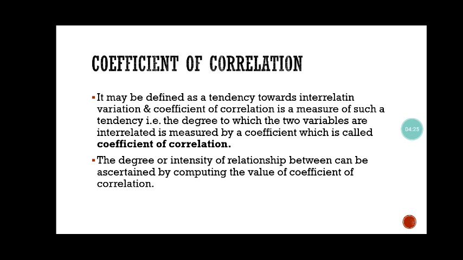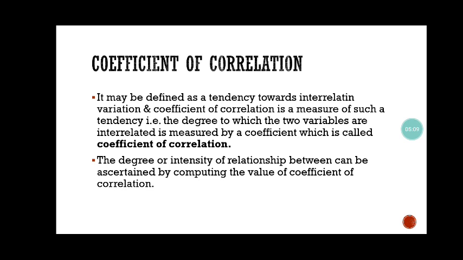So the degree or intensity of relationship between two variables can be ascertained by computing the value of the coefficient of correlation. Here the coefficient of correlation is a tool which is used to measure the degree or intensity of relationship between two series of variables. Like if we say that there is negative correlation between price and demand, the coefficient of correlation would help us to know up to what extent there is negative correlation, whether it is highly negatively correlated, or there is moderate negative correlation, or there is low negative correlation.